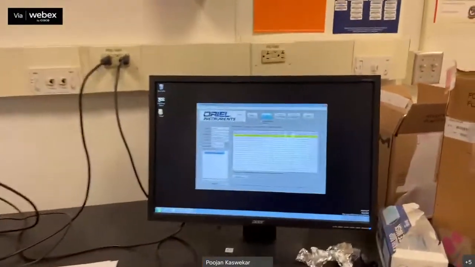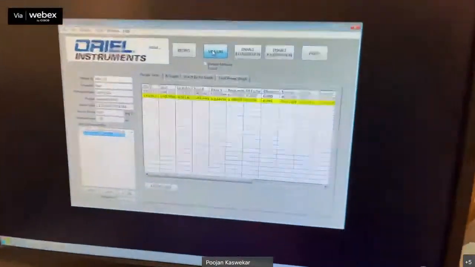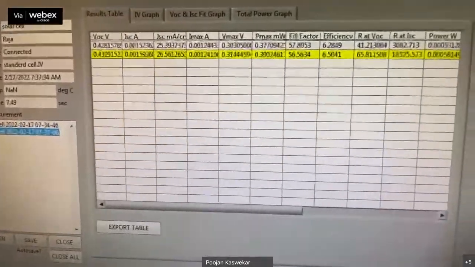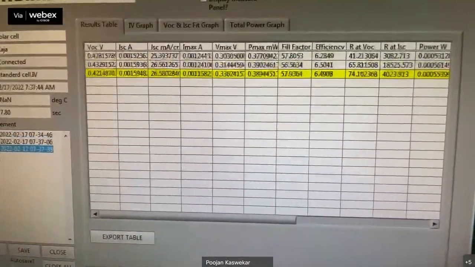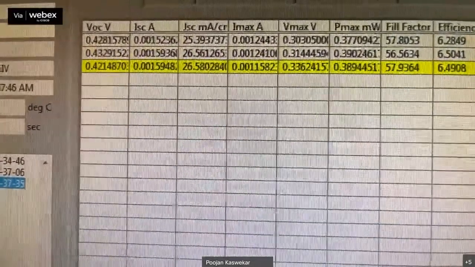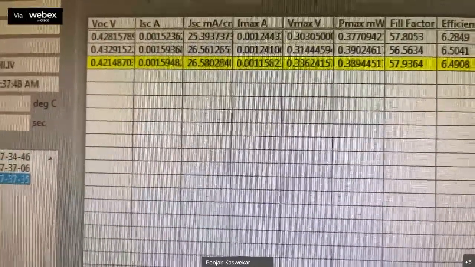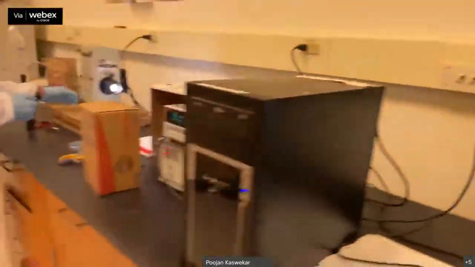Normally for the newer version of solar cells, everything is stable. You'll get the setup and you don't need to adjust anything after that. But this is a little older, that's why we need to adjust a lot of things.